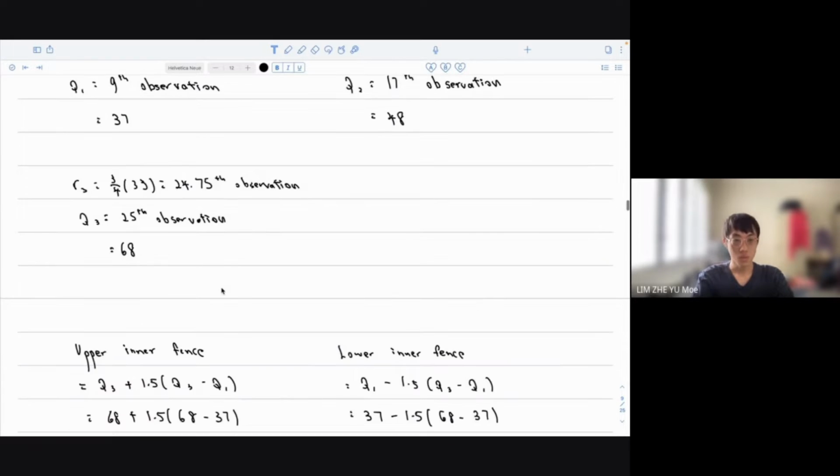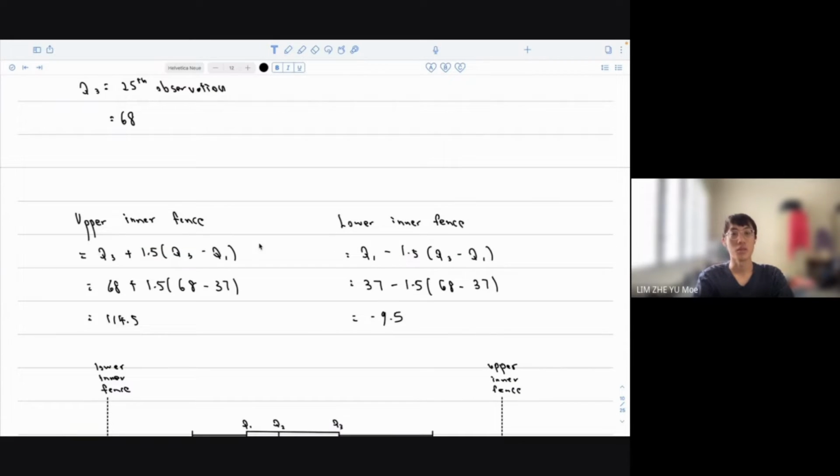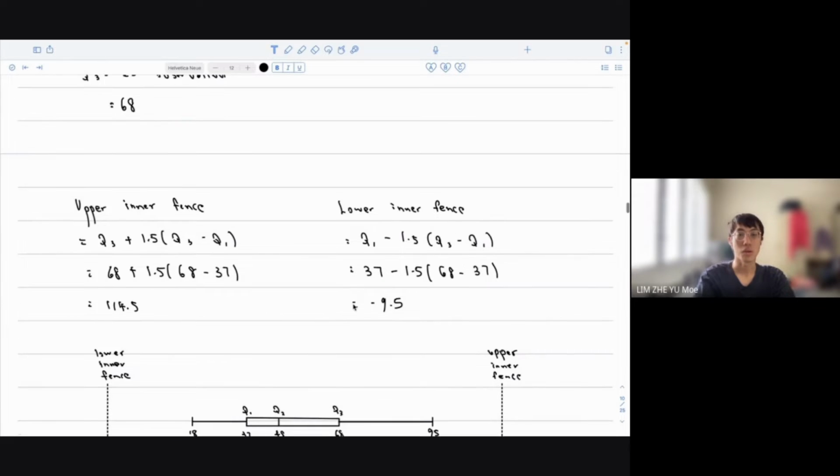And then we will calculate the upper inner fence and lower inner fence. For the upper inner fence, we will substitute Q1 and Q3 into the formula, and we will get the answer equal to 114.5. And for the lower inner fence, we will substitute Q1 and Q3 into the formula, and we will get the answer for the lower inner fence is negative 9.5.